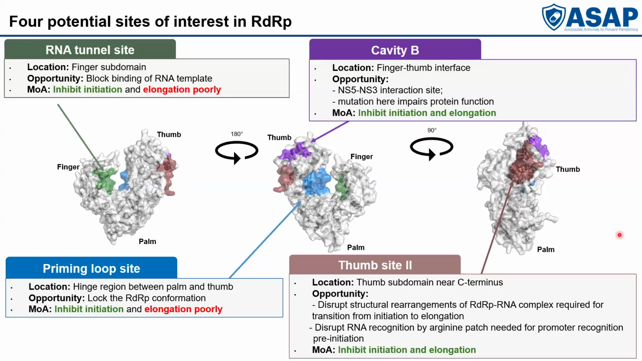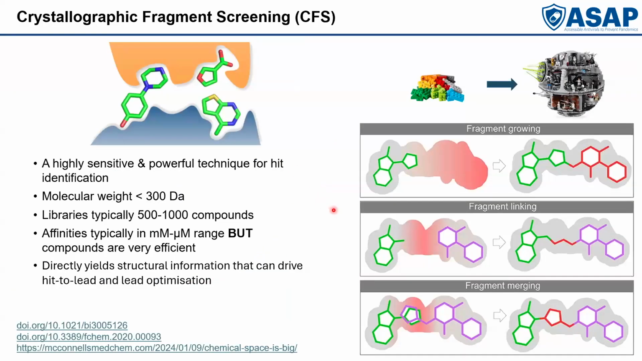So now that we have a clear idea about the sites that we are looking for, to identify and explore these sites and to develop inhibitors, we are using a crystallographic fragment screening approach here. So what is crystallographic fragment screening? It's a highly sensitive and powerful technique for hit identification. For this fragment screening, we are using small chemical molecules with molecular weight less than 300 Dalton. Each of such libraries contains 500 to 1,000 compounds which can be readily screened. The main advantage of this technique over other techniques is that this process yields direct structural information that can drive a faster hit to lead optimization.